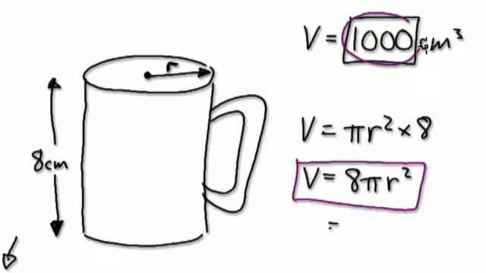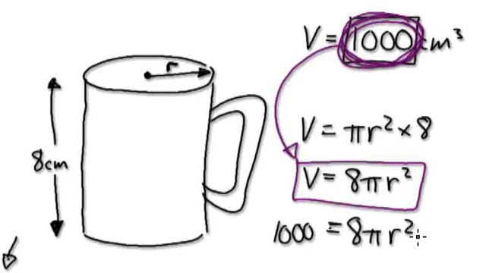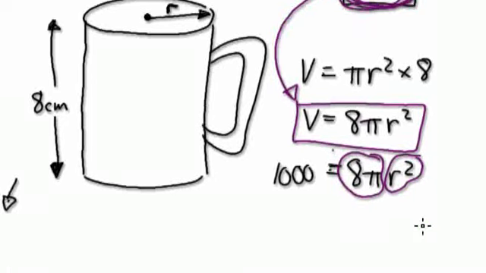Now we know that because we are told that the amount of liquid that it has to hold is 1000, so we can actually put that into the V. So 1000 goes into the V, okay? It equals 8 pi R squared. Now remember, powers are more important than multiplication.